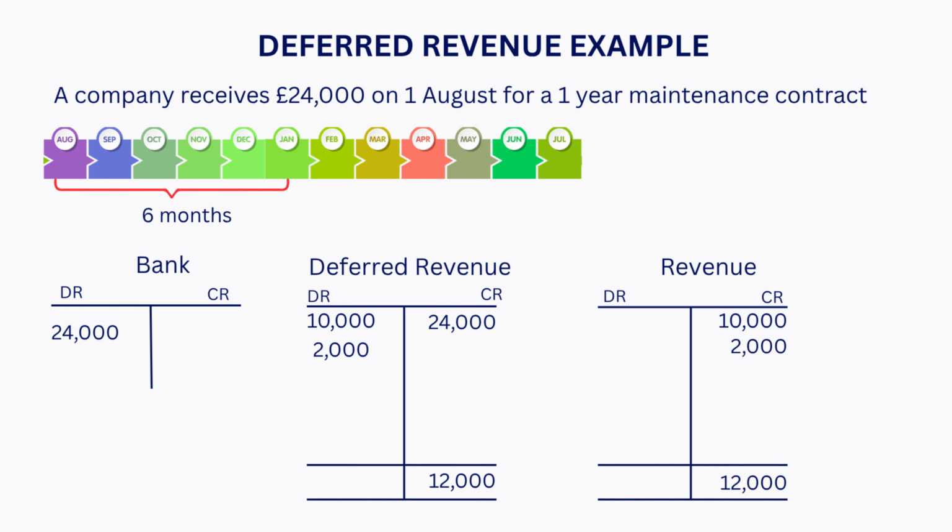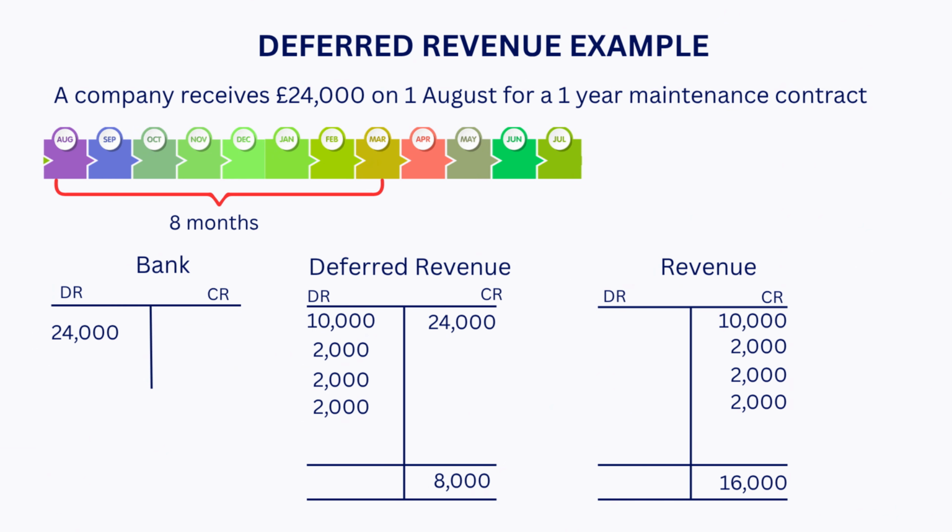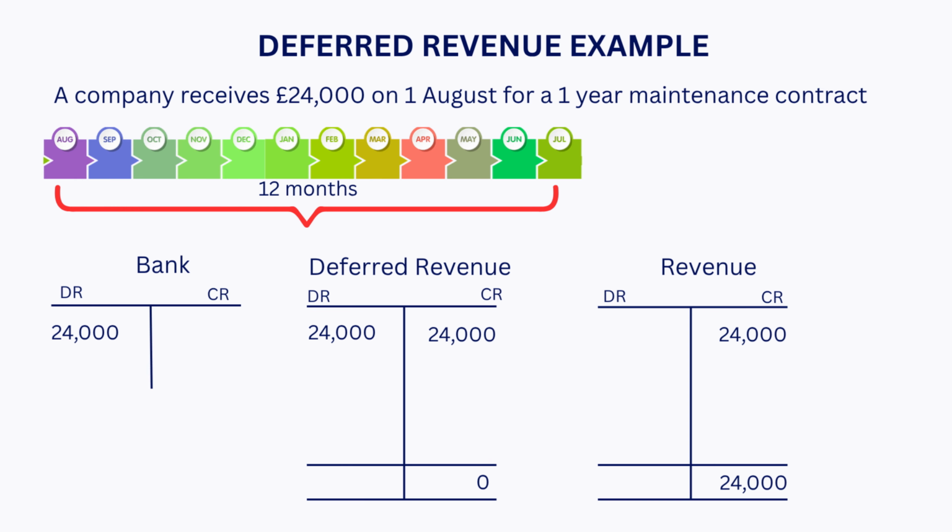As time passes and services are provided, deferred revenue gradually decreases and revenue gradually increases. Using our example, month 6: debit deferred revenue £2,000, credit revenue. Month 7: debit deferred revenue £2,000, credit revenue, and so on. Eventually, the deferred revenue balance becomes zero. The entire £24,000 has now been recognised as revenue. The obligation has been fulfilled.